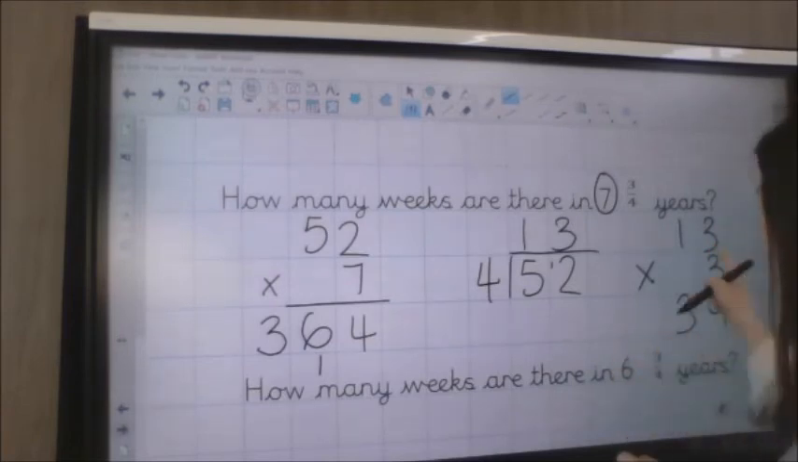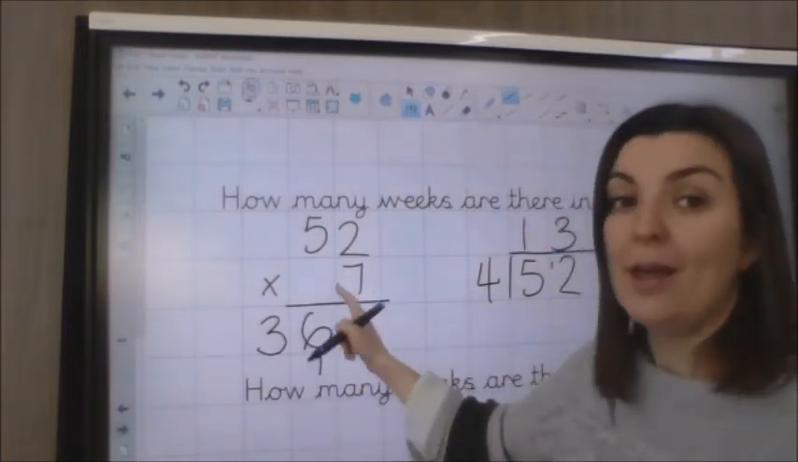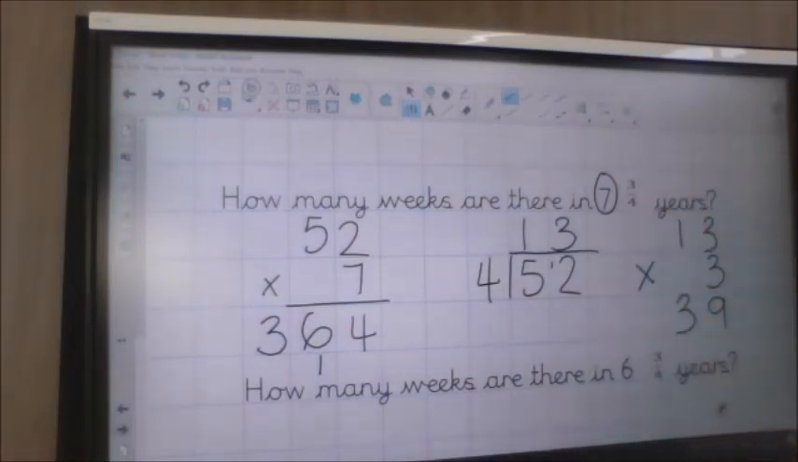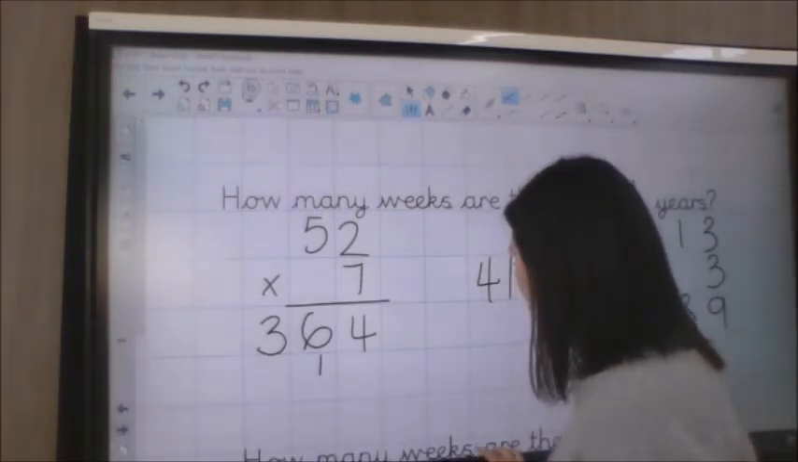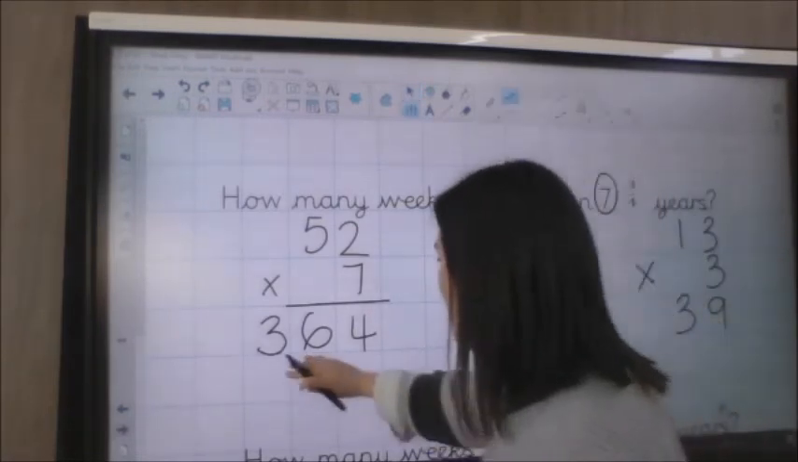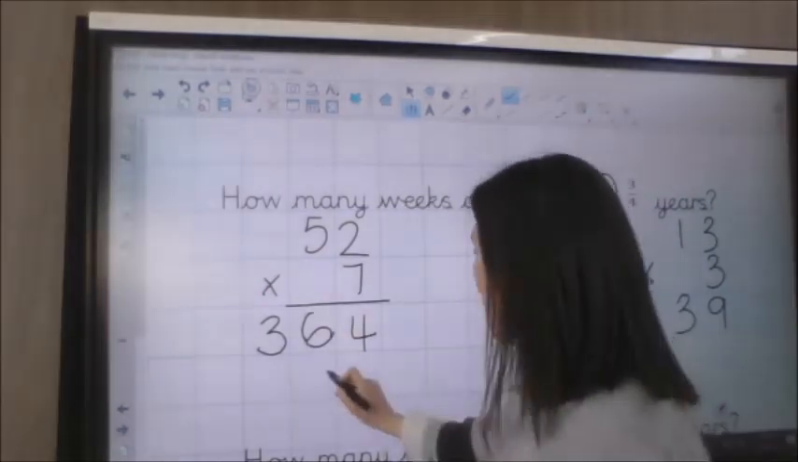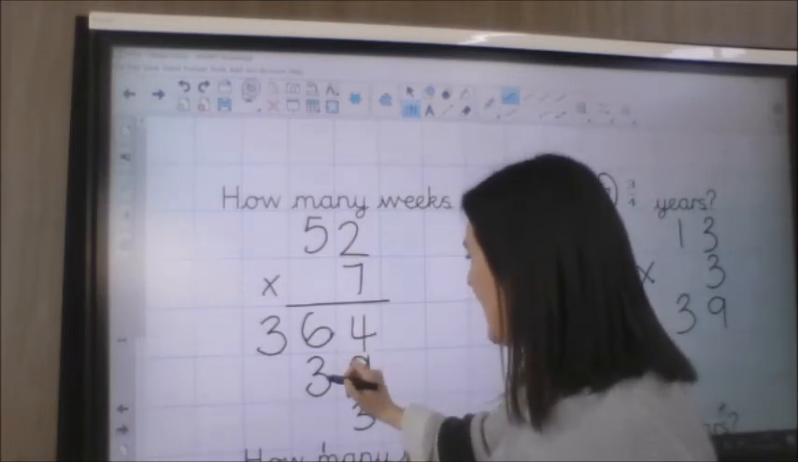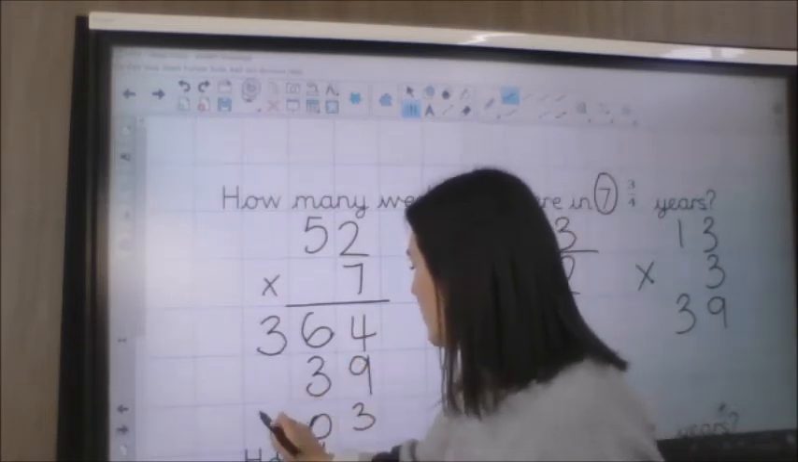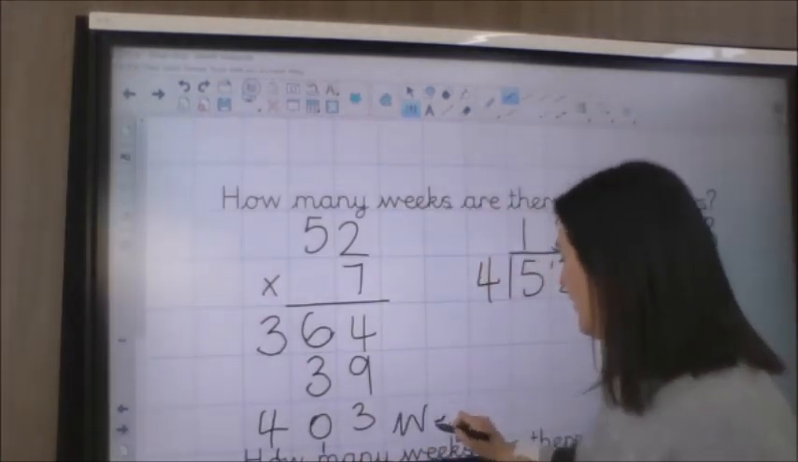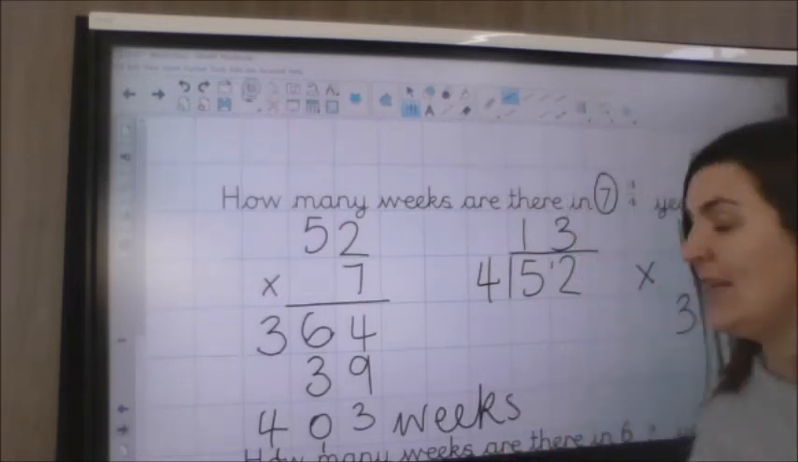So now I've got my two numbers. I've got 364. That's how many there are in 7 years. And I've got 39. That's how many there are in 3/4. And I need to add them together. Okay, I'm going to move that down a little bit so I've got some space to do that. So I've got 364 here, and then I'm going to add 39. Okay, so 4 add 9 is 13. 6 add 3 is 9, plus 1 is 10. 3 add 1 is 4. So it would be 403 weeks in 7 3/4 years.